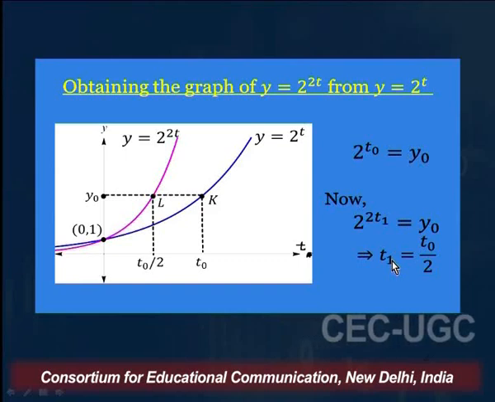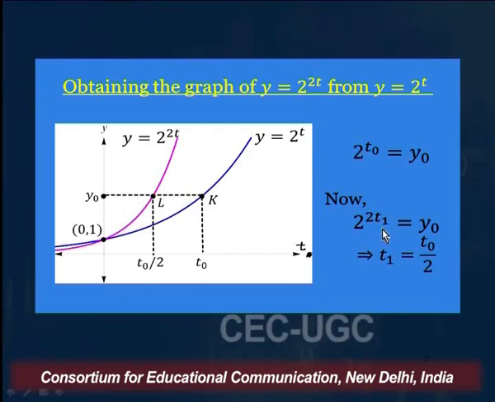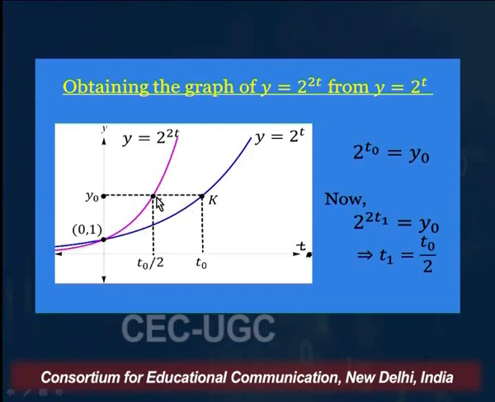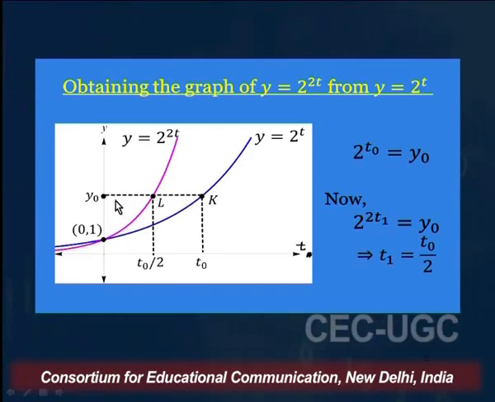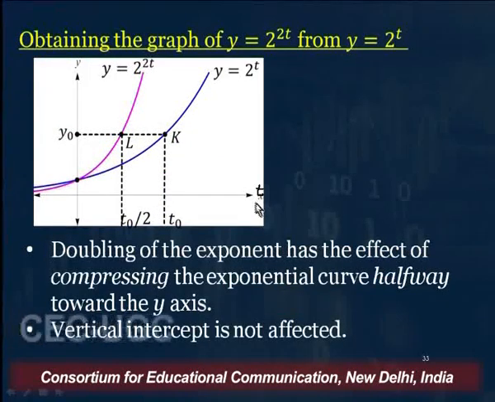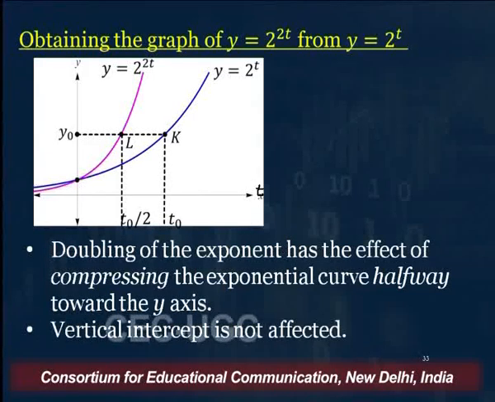Clearly, that t1 has to be half of t naught, because the value is the same. So, to make 2 to the power 2 t1 replicate this 2 to the power t naught, I have to take t1 equal to t naught by 2, so that the 2's get cancelled. And that is precisely why this new graph gets compressed halfway between the original graph and the vertical axis. So, here we have the result that doubling of the exponent, for example, has the effect of compressing the exponential curve halfway towards the y-axis, and vertical intercept is clearly not affected. There is this compression, but it's compression of a zero distance, which is 0.